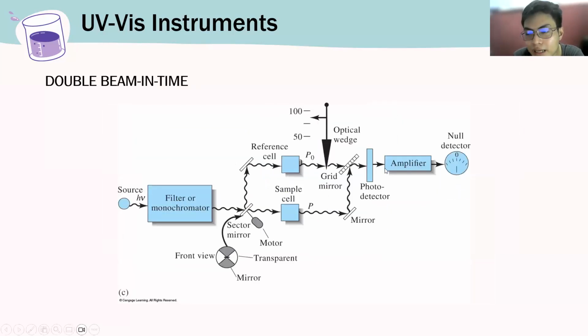So meron din double beam in time. Ako di ako familiar dito, pero ang idea lang dito is that yung ating mirror, umiikot-ikot siya. So minsan yung light pupunta sa reference, minsan mapupunta sa sample cell. So instead of splitting yung light source, umiikot-ikot yung mirror. It causes the light to either go to the reference or to the sample. Okay, so again, saan ginagamit ang UV-Vis? Sa mga chromophores, mga compounds with double bonds, and visible compounds, yung mga colored compounds.